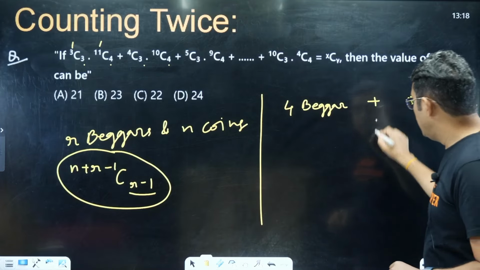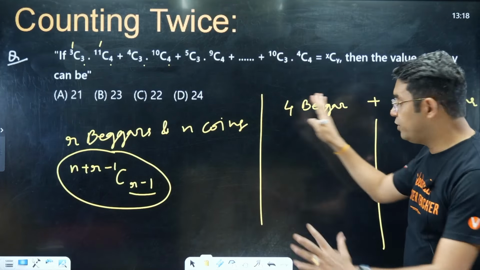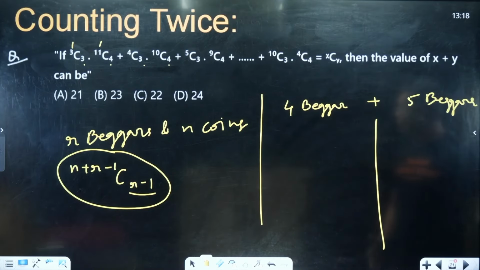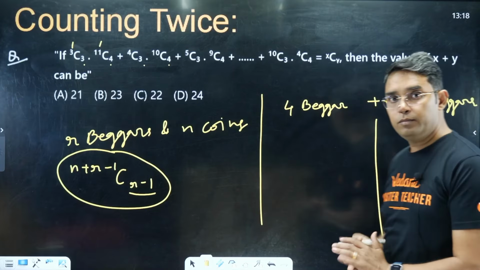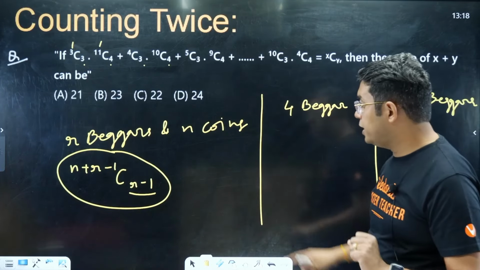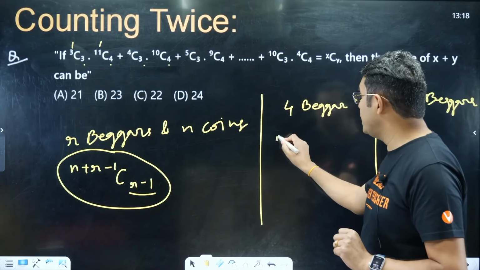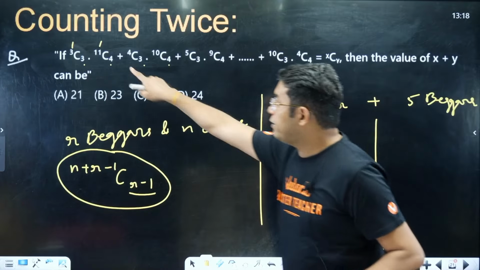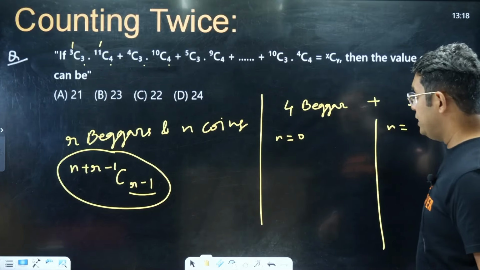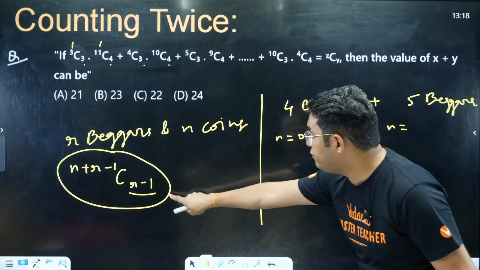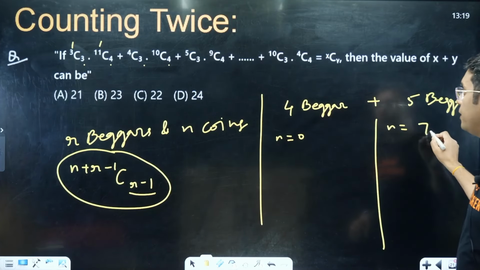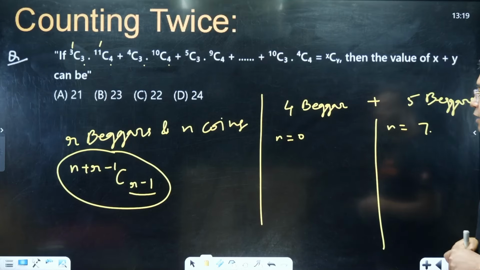Okay, let's say these are 2 sides of a road. On one side there are 4 beggars, they are sitting every day. There are 5 beggars on the other side of the road. Okay, now if I have to get this 3C3 term, that means I will be putting n equal to 0 here. If I want 11, I think I should put n equal to, because in this case r is 5, so that will be 4. My n should be, I think, 7 plus 5 is 12 minus 1, 11.